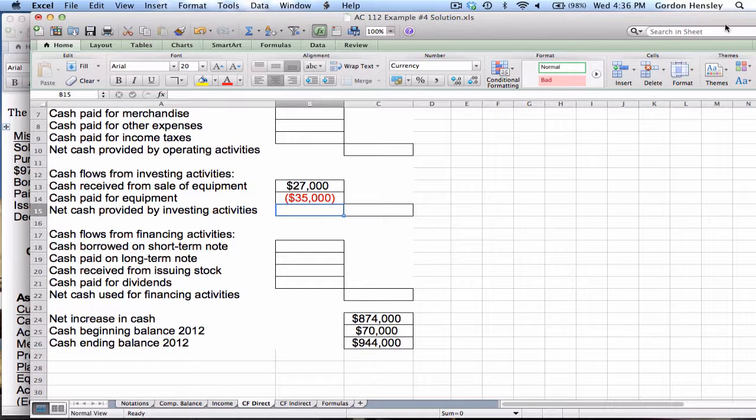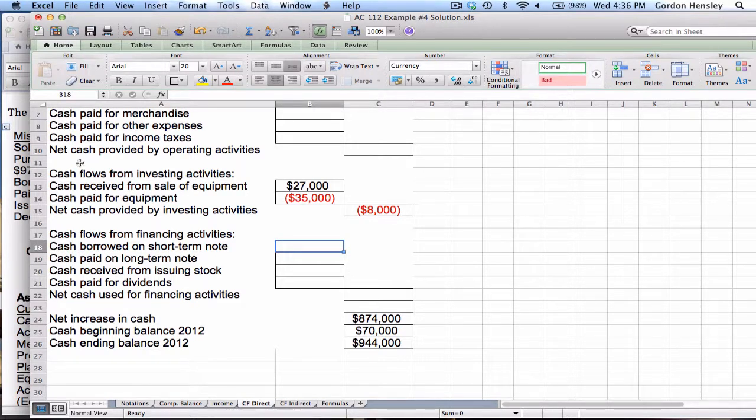And this is a good time to talk about this. I'm going to have a lot of positive and negative numbers on these statements, and that's because I want to show that some of these items are an inflow of cash, some of them are an outflow of cash. So these are the only two things that I have under investing activities. So if I have a negative $35,000 and a positive $27,000, what is the difference there? Well, overall, if you net those two together, that is a negative $8,000. So that's what I have from my investing activities.